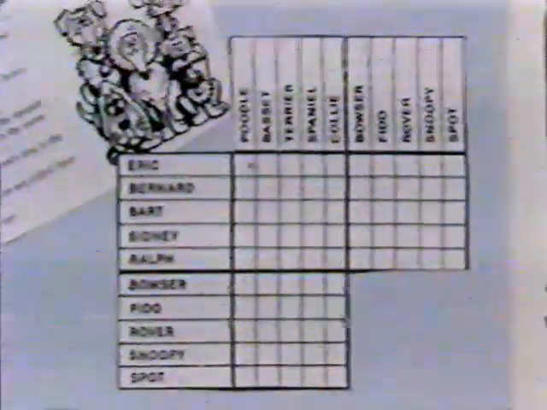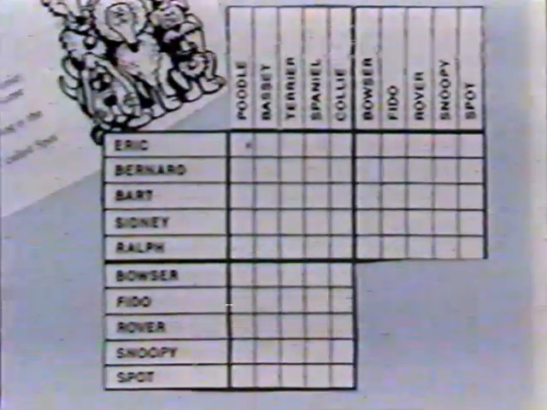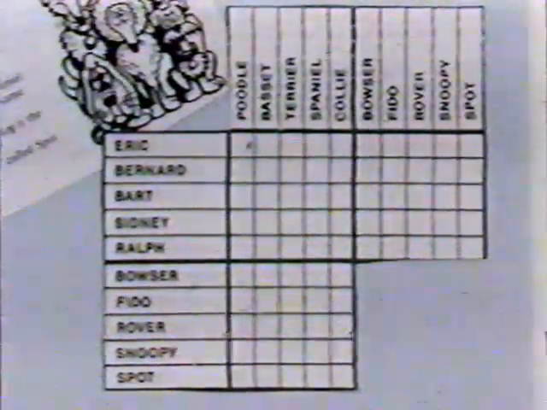The added dimension to the matrix is because we have 3 variables, and let me quickly read through this for you. Eric, Bernard, Bart, Sydney, and Ralph have dogs named in no particular order: Bowser, Fido, Rover, Snoopy, and Spot. These 5 dogs are, again, in no particular order: a poodle, a basset, a terrier, a spaniel, and a collie. From the clues given, try to determine the name and breed of each boy's dog. And then it begins to give you the different clues so that you can solve for the dog and the type.